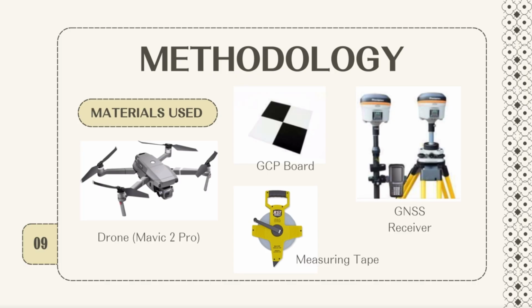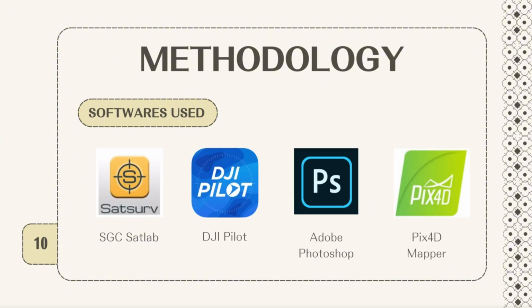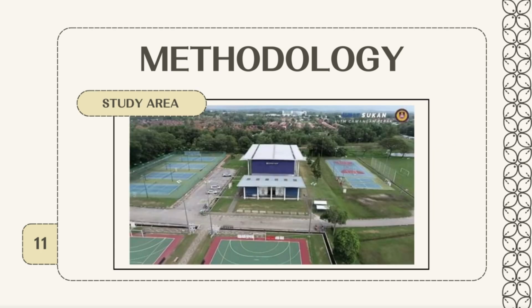In this project, there were four materials used, which are Drone Mavic 2 Pro, GCP board, measuring tape, and GNSS receiver, and the software used in this project is SDC SetLab, DJI Pilot, Adobe Photoshop, and Pix4D Mapper. The sport complex has been chosen as the study area for several reasons that make it ideal for drone usage, especially within UiTM Seri Iskandar.